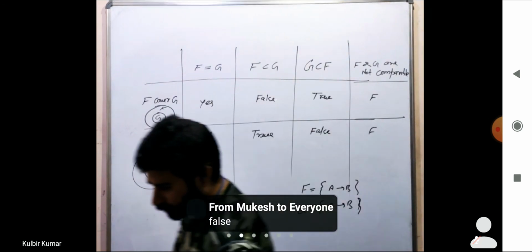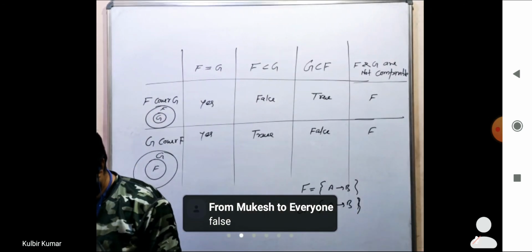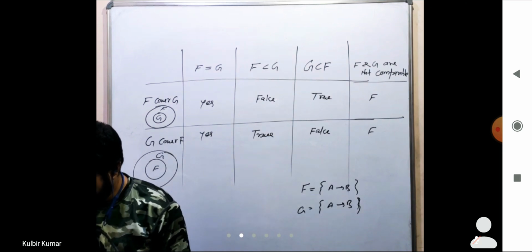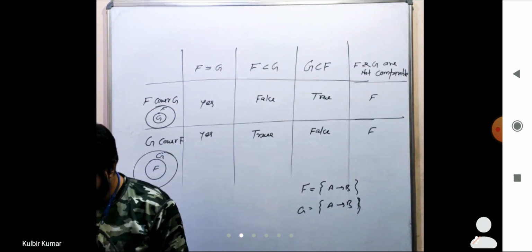So finally you got the meaning of this equality of two functional dependency sets. So is it clear or not?